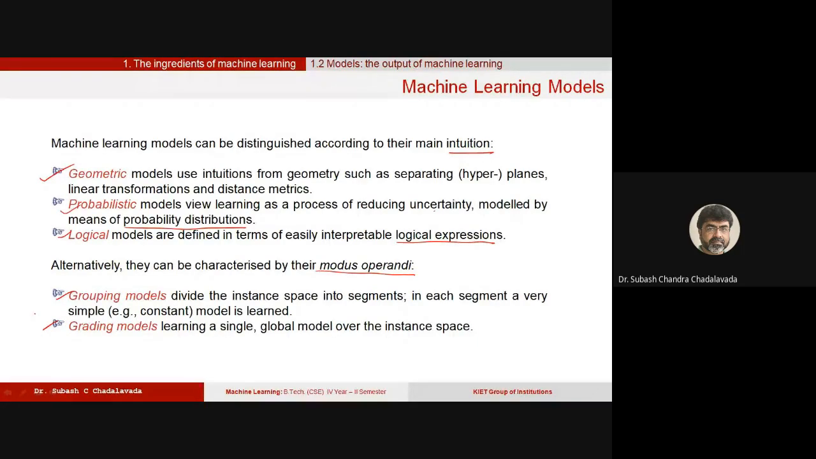We will be learning about all these probabilistic models, logical models, grouping models, and grading models in due course of your curriculum. For today's class and the next few classes, we are just introducing these models to you. We are not learning in depth what each model is and how it works, but just introducing them, right?